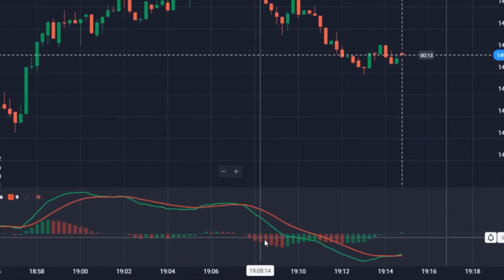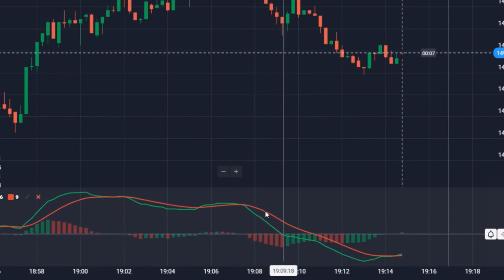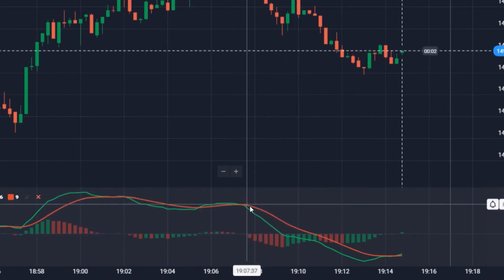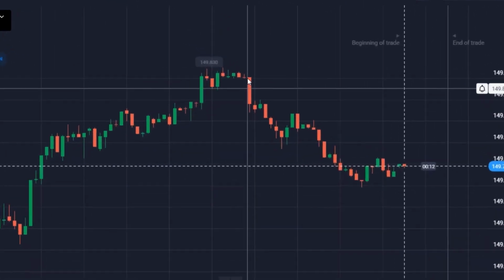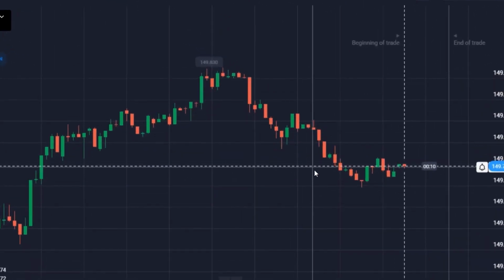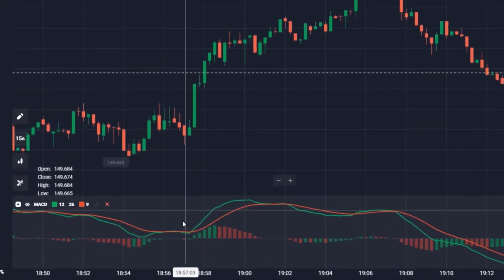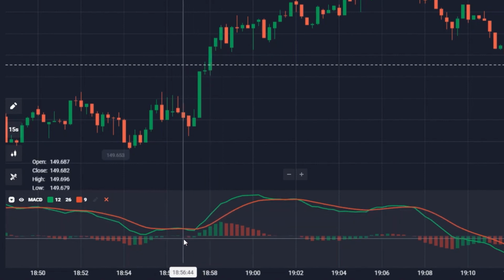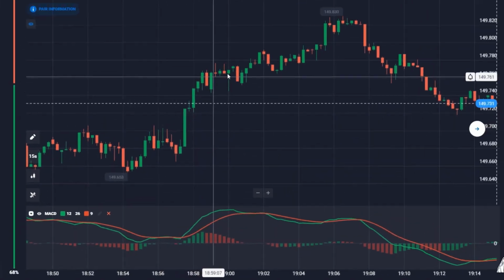So this is the histogram, which is red and green bars, and also the moving averages of green and red colors. And here you can see the intersection that is happening, and here also the red histogram is appearing. The price in this case is moving lower, and here you can open a down trade. Another situation is when you can see that the green line is moving higher and the green histogram is on the indicator. The price in this case is moving higher. This means that you can open an up trade easily.